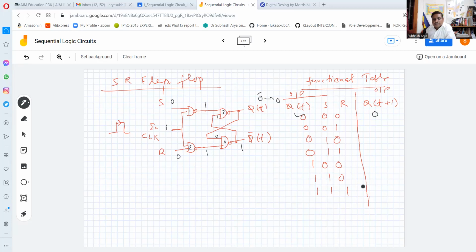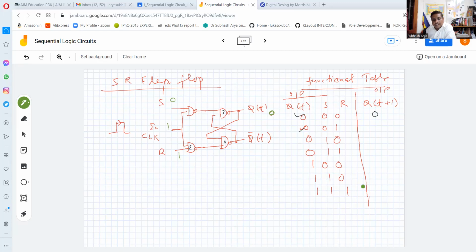Okay. So now take another case. Let me look here so that it should not confuse. Change the color. Let us take this one. Qt is 0 here, S is equal to 0, R is equal to 1, and the clock pulse has come.